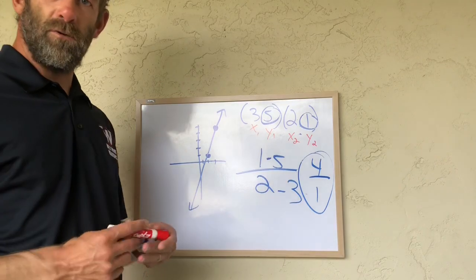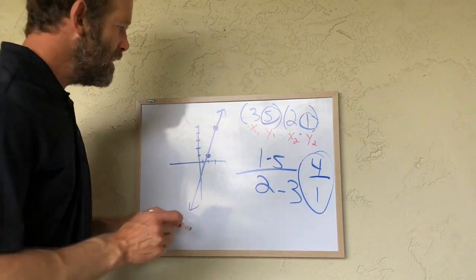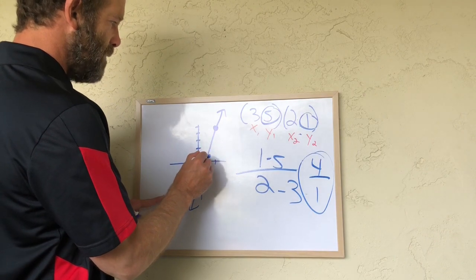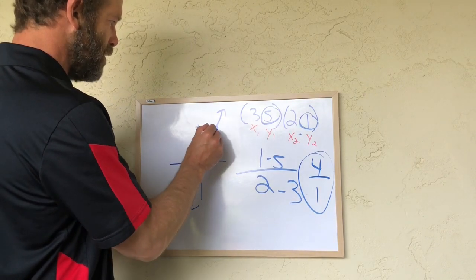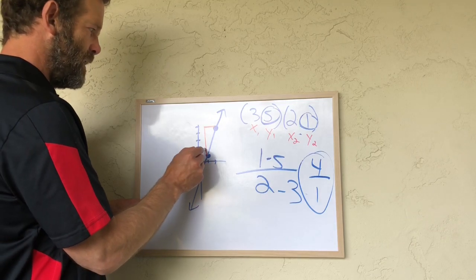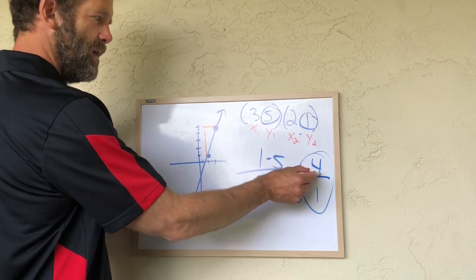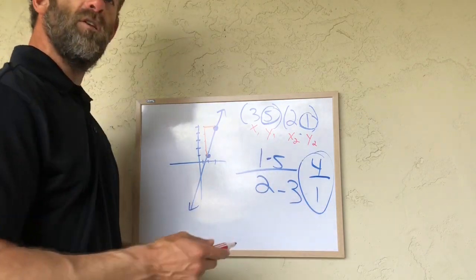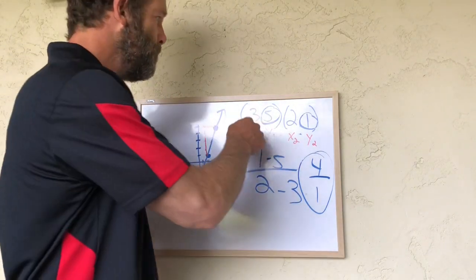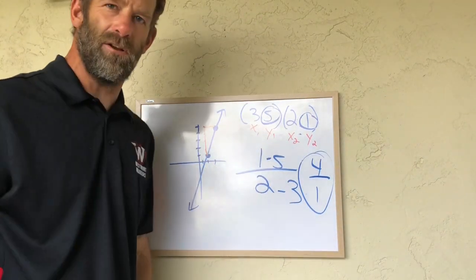Or you could also do this. If the coordinates are tiny enough where you can plot them, you could figure out how much it takes to go up and over to get to the next one. For example, if I start here, I go up 1, 2, 3, 4, and then I go over 1. I went up 4 and over 1. You could do that. But if you have big numbers, you're not going to draw a huge graph and count. It's much easier to use the formula.